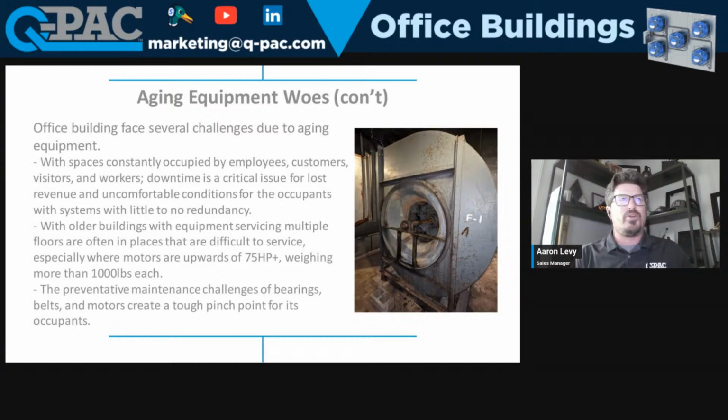A lot of older buildings, again, when we talk about having multiple floors, are often in places that are difficult to service, and they have motors that are 75 horsepower and higher. Especially when you're doing anywhere from 5 to 10 floors of a building, you can get anywhere from a 75 to a 250 horsepower motor, and those things can weigh anywhere from 1,000 to 3,000 pounds. Having to replace one of those from a maintenance standpoint is incredibly difficult, because you've either got to crane it into place, because a team's just not carrying that up on a pallet to the space.